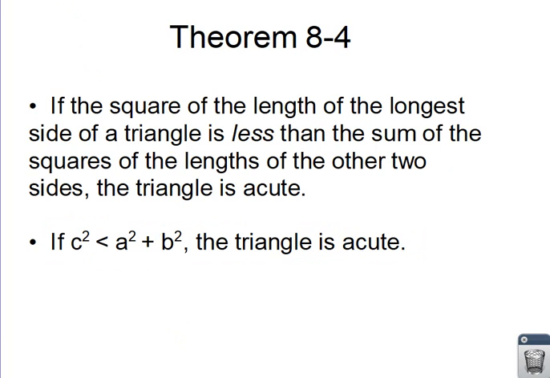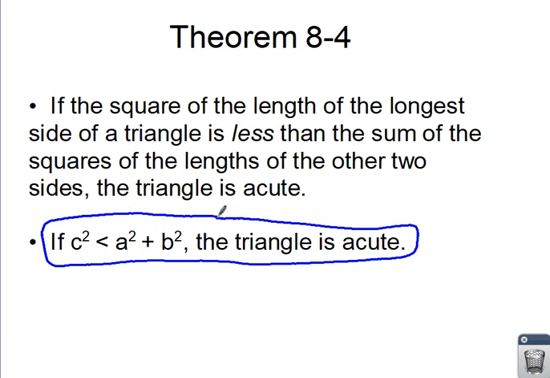So you know that means that if c squared is smaller, then the triangle is acute. So if you plug it into Pythagorean theorem and the a squared plus b squared side is bigger, then that's acute. So I can give you any three numbers and ask you what kind of triangle it makes.